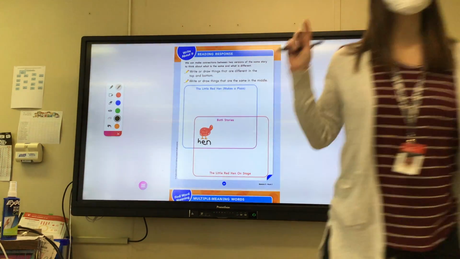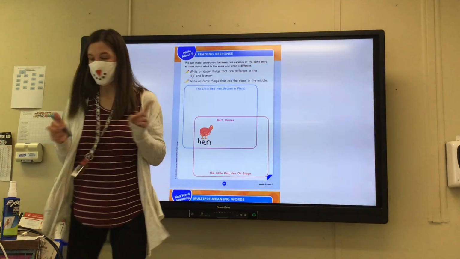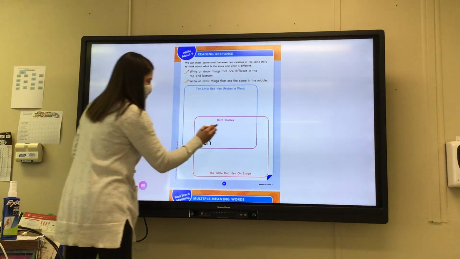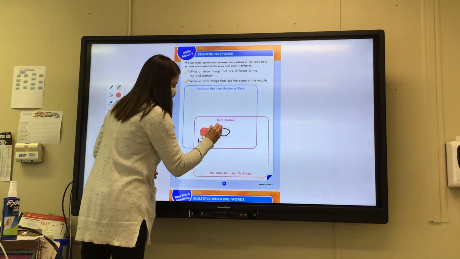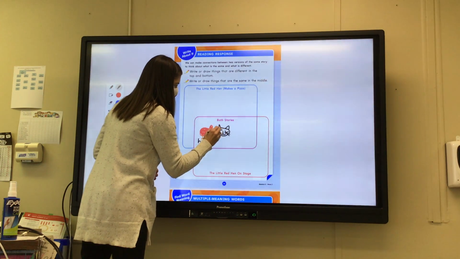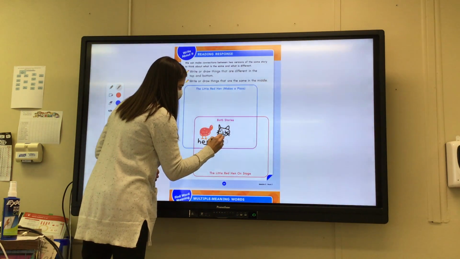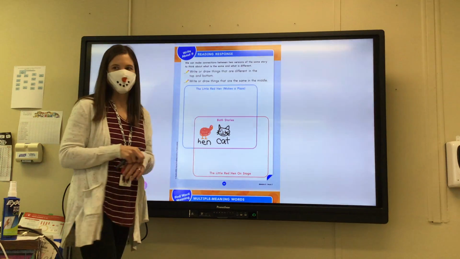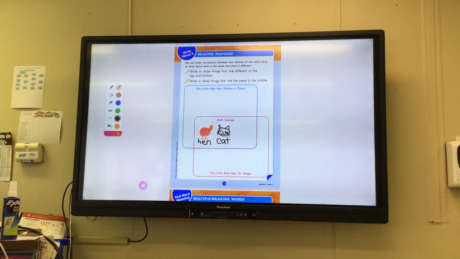Okay? Yes? There's a cat. There's a cat in both stories, so you can go ahead and draw a picture of a cat, or a head of a cat or something. There is a cat in both stories there. There's my cat, and I could write cat. That one you could sound out. In both stories, there was a character that was a cat. I think we know it all.